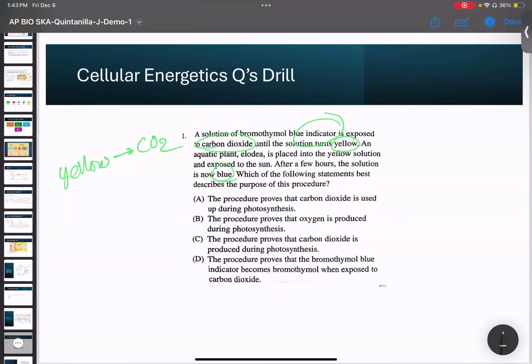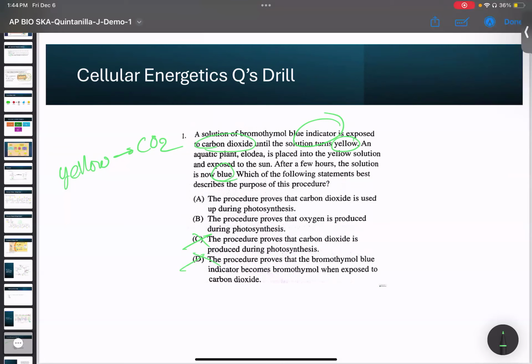The procedure proves that bromothymol blue as an indicator becomes yellow when exposed to carbon dioxide. We have no indication, no evidence to believe that. There's nothing that tells us that. We aren't supposed to know the full chemical processes of these indicators. So that's something we could rule out.